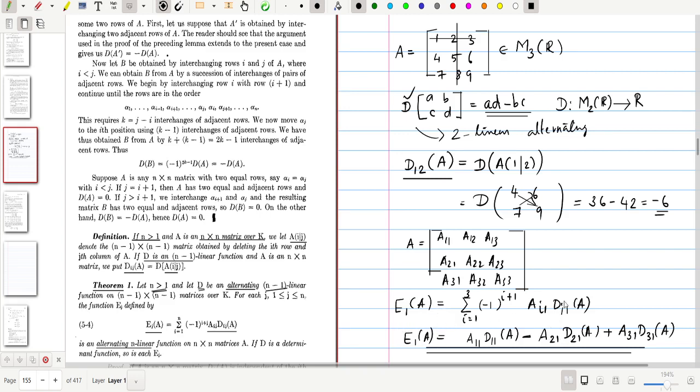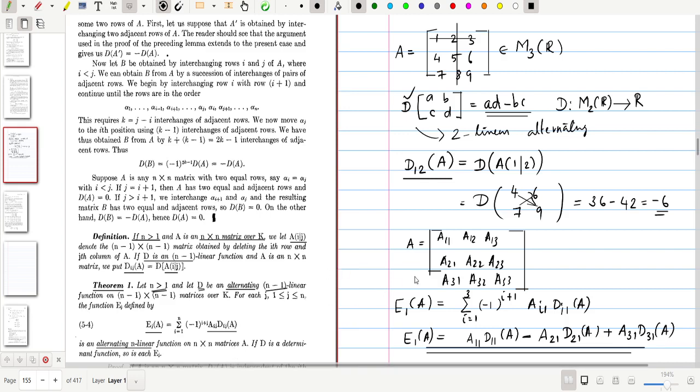So first of all, using n minus 1 linear, that is 2 linear, alternating function, there exists a 3 linear alternating function. If you apply induction, using a 3 linear alternating function you can construct a 4 linear alternating function, then a 5 linear alternating function, and eventually you can get an n linear alternating function for every n. So this is theorem 1, which establishes the existence of n linear alternating functions.